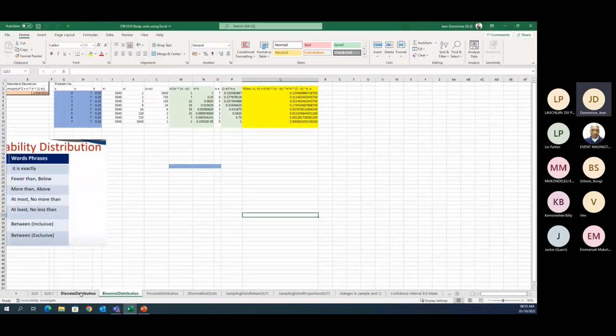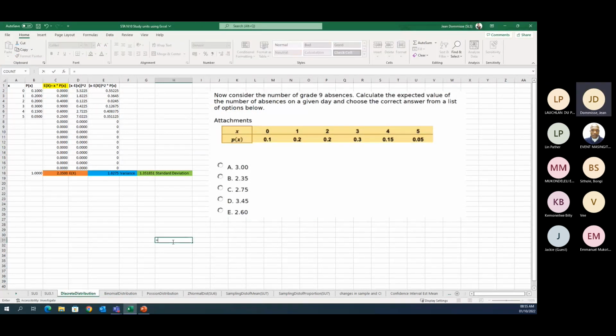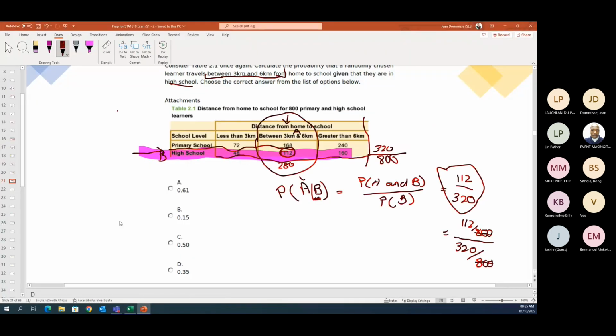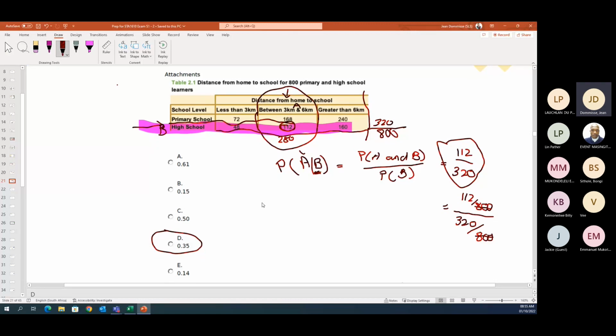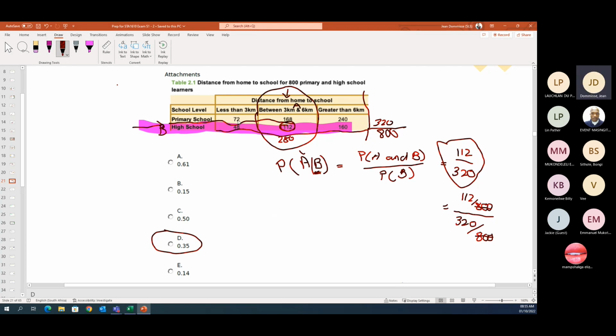I'll check if I can do something for you guys. 0.35, okay, 0.35. I'll check if I can do something, but it's very difficult to put this in Excel because one doesn't know what the question is going to be, so one doesn't know which fields to look at.